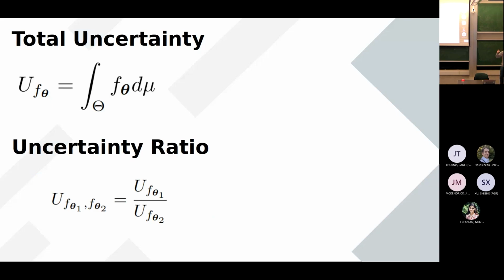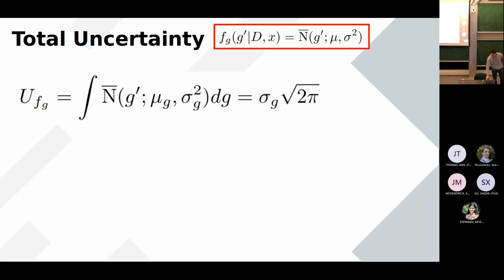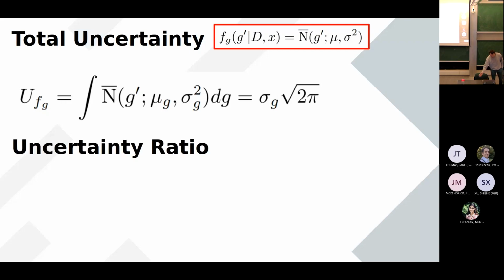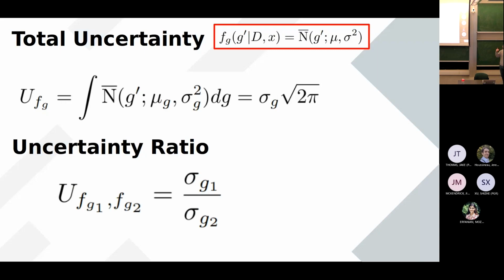For active learning, we want to consider the uncertainty ratio between our current uncertainty and our future uncertainty once we learn the label at that point. So we consider the ratio of the total uncertainties. Because we're working with normal distributions, that integral is super easy. It's just standard deviation, and once we do the uncertainty ratio, we're just left with the standard deviation before we observe the new label and standard deviation after we learn a new label.